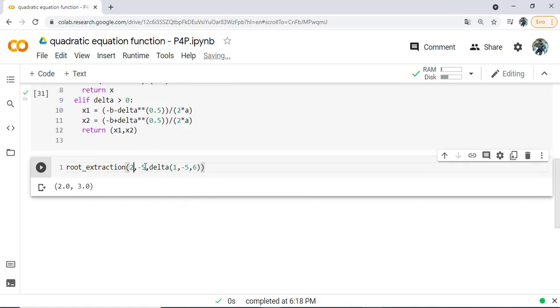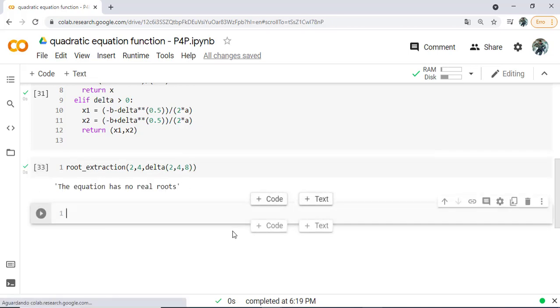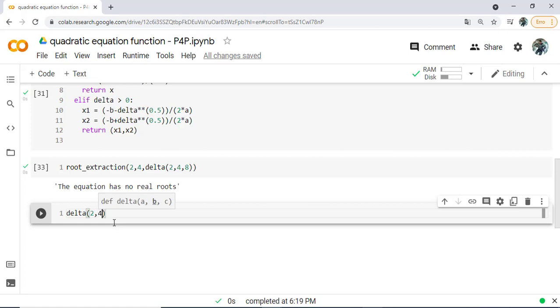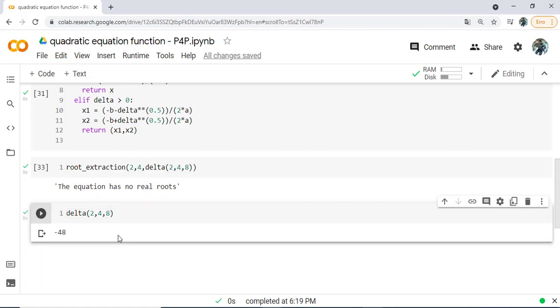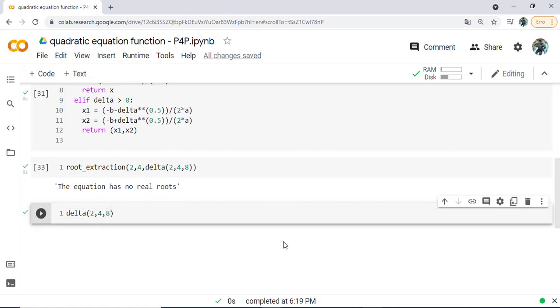Now let's set a to 2, b to 4, and c to 8. The equation has no real roots. Let's see the value of delta for these three parameters, 2, 4, and 8. And the value is minus 48. So indeed, the equation has no real roots.